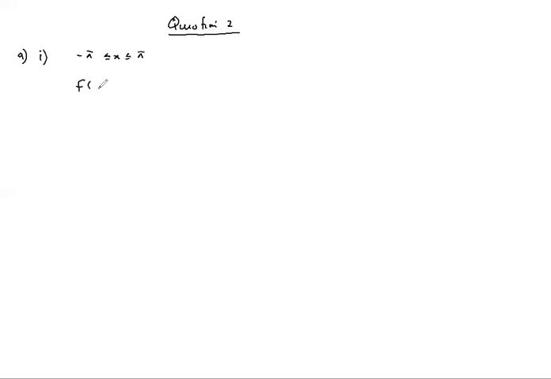The function given, f of x, is 1 minus 3 sine 2x minus pi over 2. So what's the amplitude? The modulus of negative 3, which is 3. The period, 2 pi over 2, which is pi.